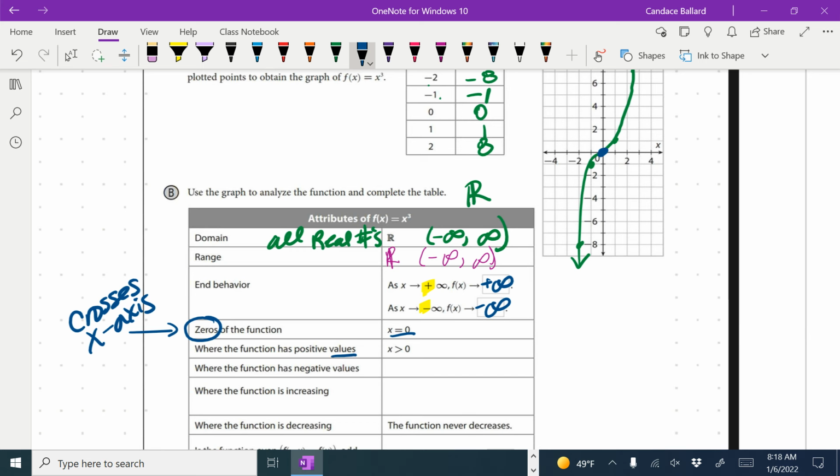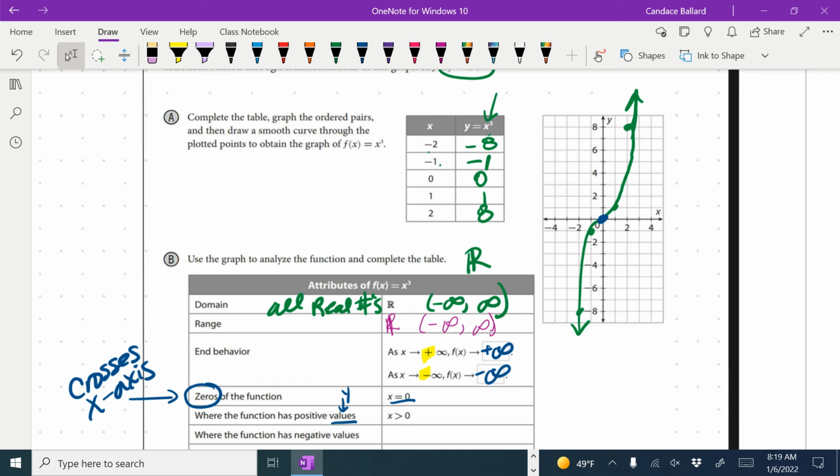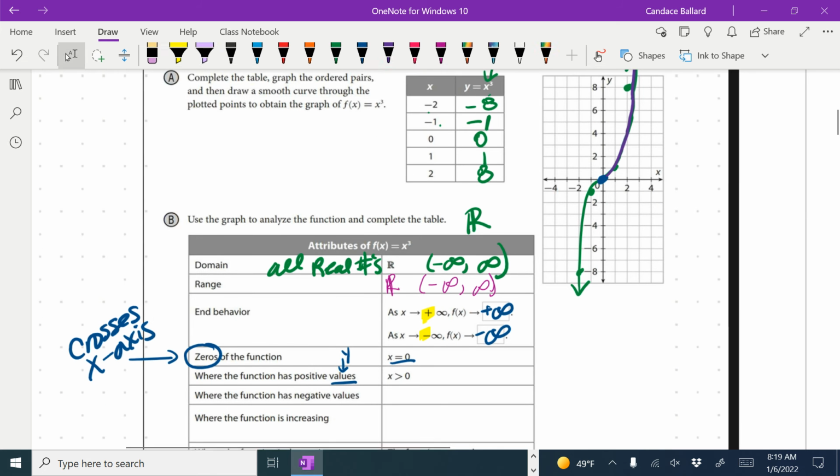Okay. Then it's asking me, where does the function have positive values? When you see the word value, they're talking about the y. What's going on with the y? Okay. All right. So the positive y values, so if I was just to even highlight this, positive y values are everything that's here, right? All my y's are positive up here. So that happens when the x is going to the right in this case. So x is greater than 0 is the mathematical way to write that.